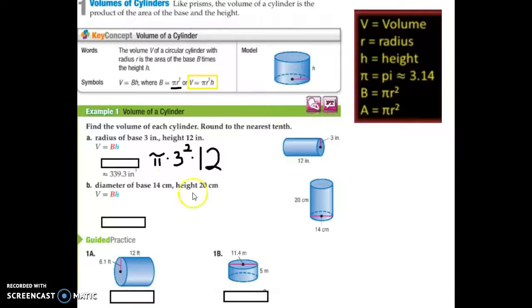Okay? Part B. What's my radius for B? Take a look over here. What's my radius? My radius is going to be 7 because the diameter is 14. So my calculator is going to be pi times 7 squared times my height. What's my height? 20. Multiply all that together in a calculator and you get 3,078.8 cubic centimeters.